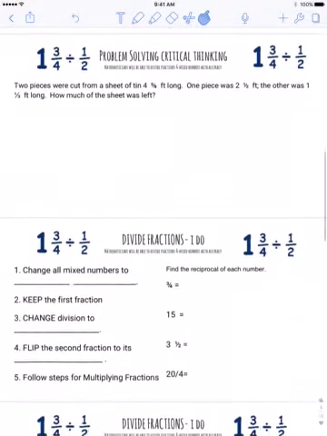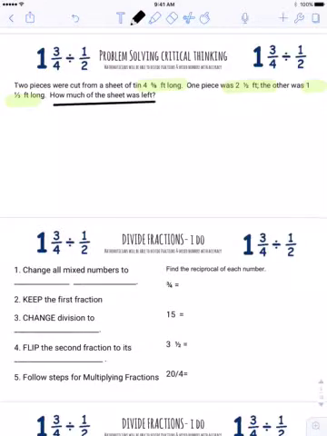When I look at my problem solving, go ahead and try and solve this along with me. 2 pieces were cut from a sheet of tin 4 5/8 feet long. One piece was 2 1/2 feet and the other was 1 1/3 feet. How much of the sheet was left? So I have a total of 4 5/8. I have 2 sections, a 2 1/2 foot section and a 1 1/3 foot section, and I want to know how much was left of my total.